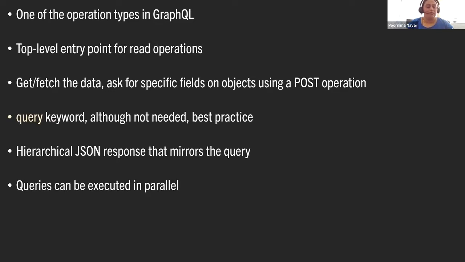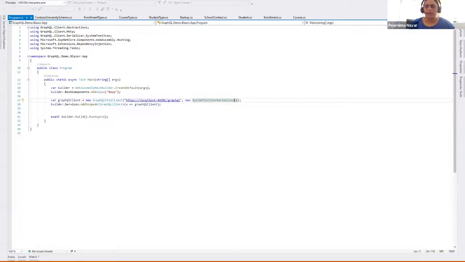And what you get back from the query is a hierarchical JSON response. And queries are executed in parallel. So if you are sending 3 queries into the GraphQL API service, it runs in parallel and fetches you the result. So let's see how this is created and consumed now.